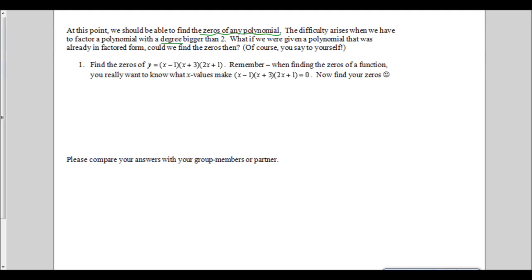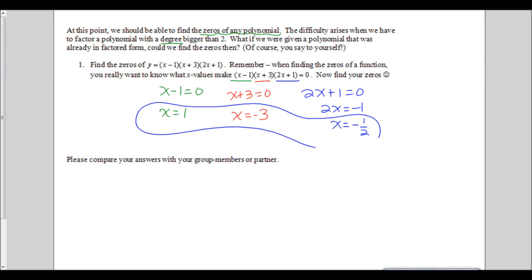And in number 1, it asks us to find the zeros of this function. Remember, when finding the zeros of a function, you really want to know what values make the equation equal 0. So we would just take each factor and set it equal to 0, which would give us x equals positive 1. If we set the second factor equal to 0, that would give us x equals negative 3. And if we set the third factor equal to 0, this one involves a little more algebra, but we could move the 1 over by subtraction and divide by 2, which would give us x equals negative a half. So we would have 3 zeros for this function.